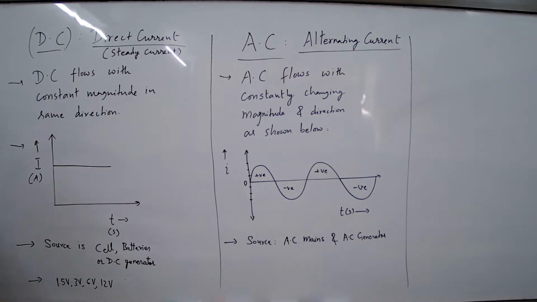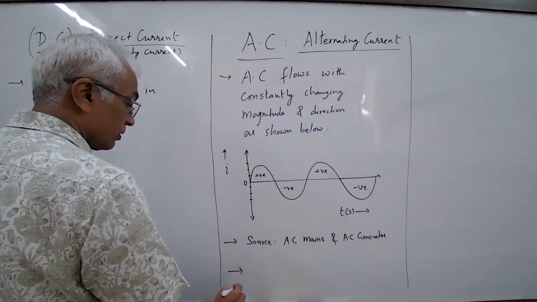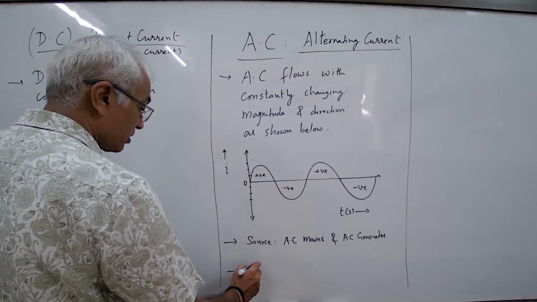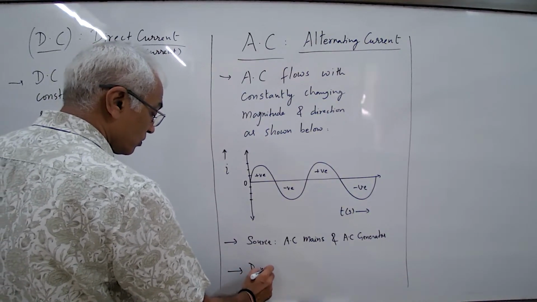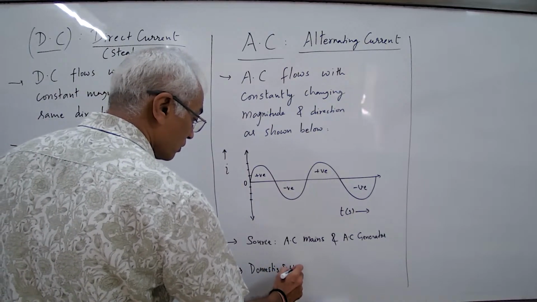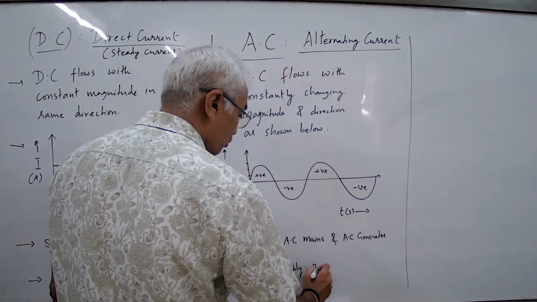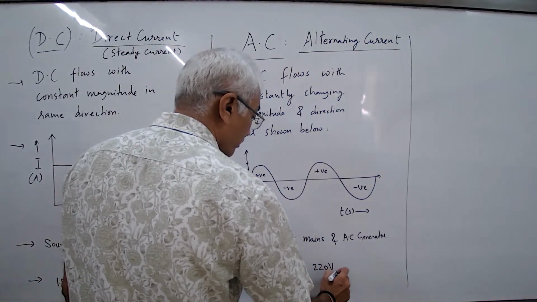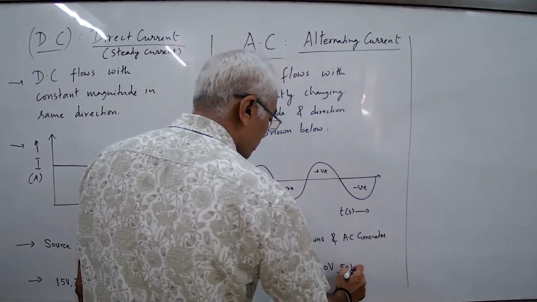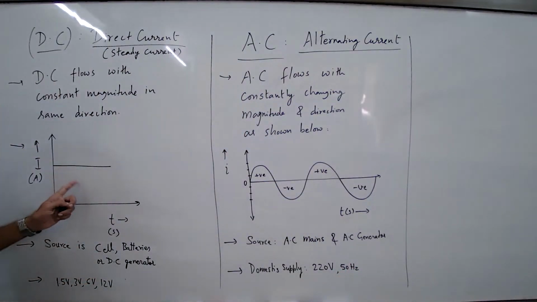So cells are available in these offerings. Whereas here, the domestic supply that comes to our house is 220 volts and 50 hertz. Now here, how many hertz? 0. There is no cycle. There is no frequency, so 0.